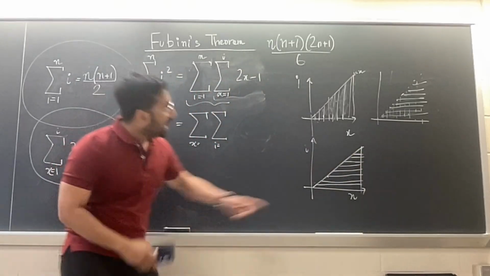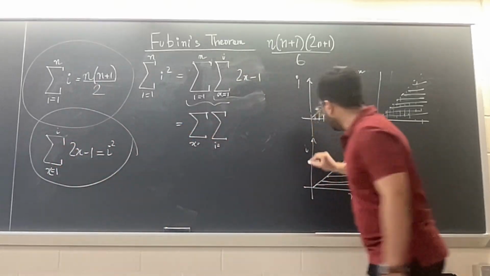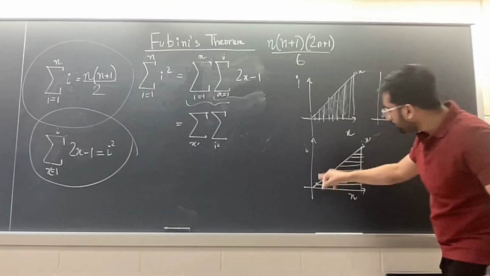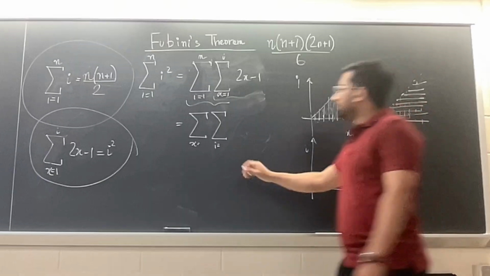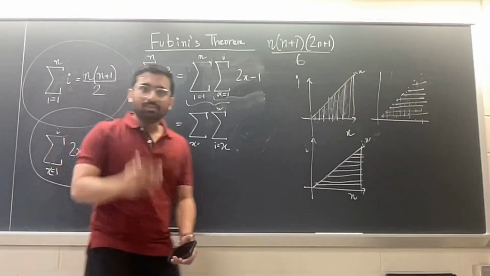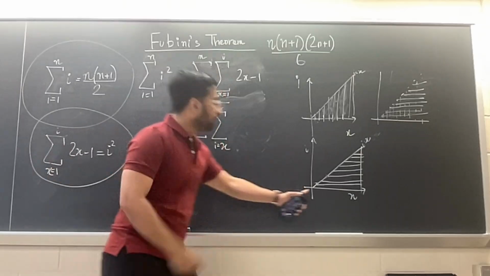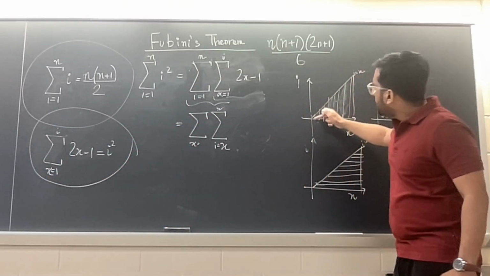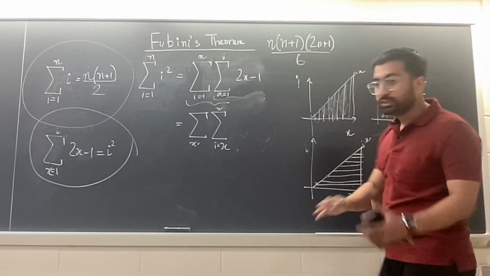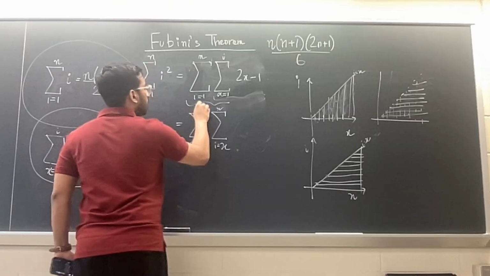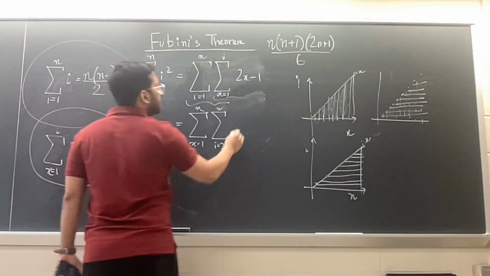So now observe that the minimum value of I is now x, because this is the I equals x line. So I is going from x to n, and now x is taking 1 to n. It can take all the values now. Before it was taking only 1 to I, now it can take all the values because we have reversed the entire support, the region. So x is now going from 1 to n. And now we get the same expression.